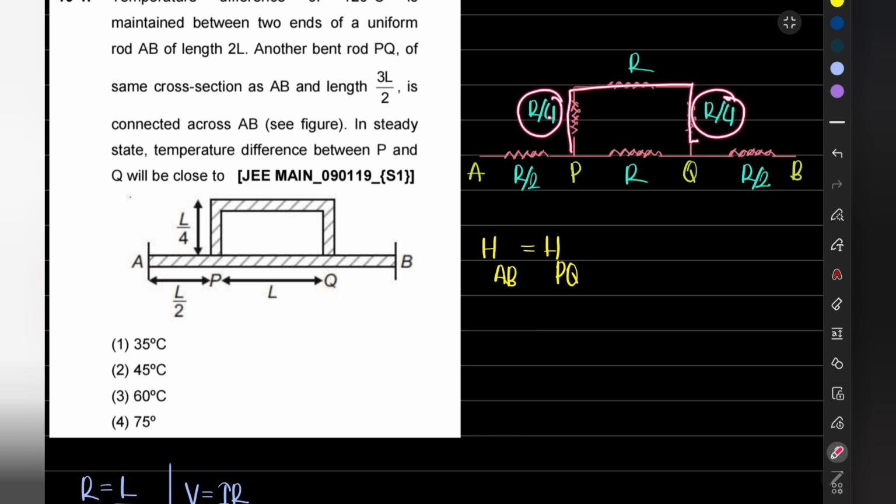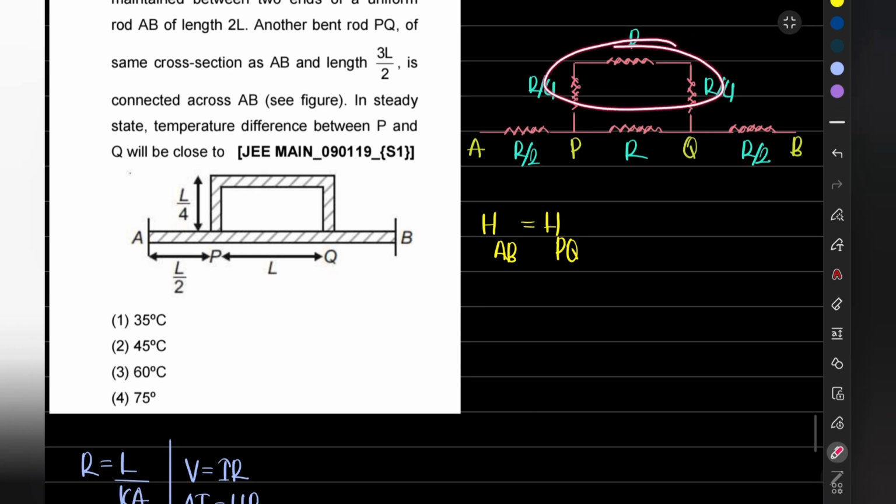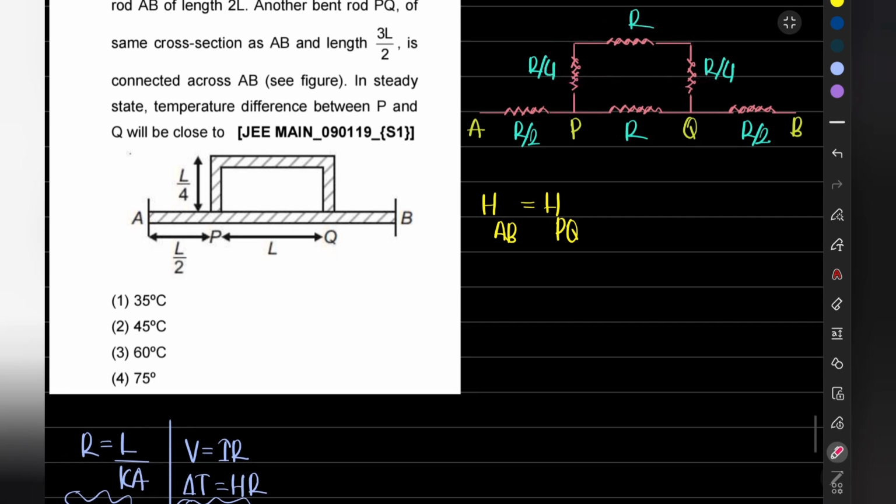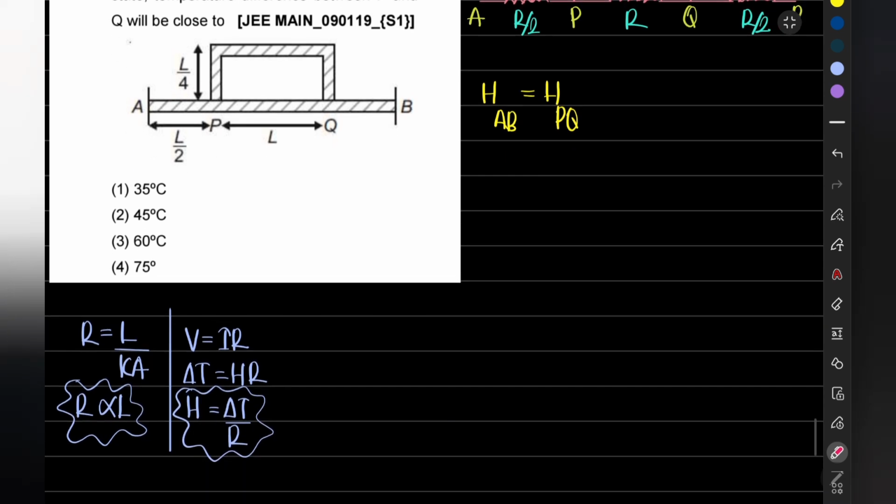So this R by 4 and this R by 4 are in series. The series combination of R by 4 and R by 4 will be R by 2, and R by 2 and R will be 3R by 2. So for this part the equivalent resistance is 3R by 2, and for this part it is R. So this 3R by 2 and R are in parallel combination. Let's first find that. I am naming it equation number 1.